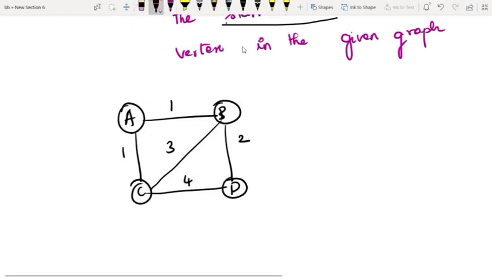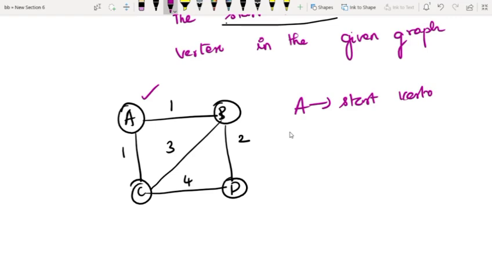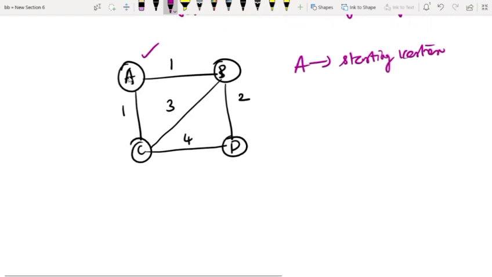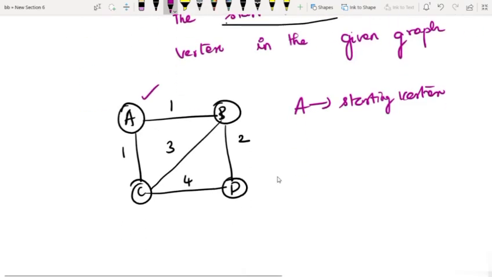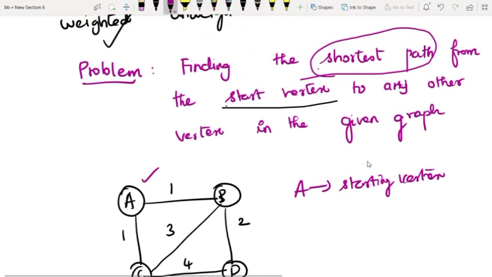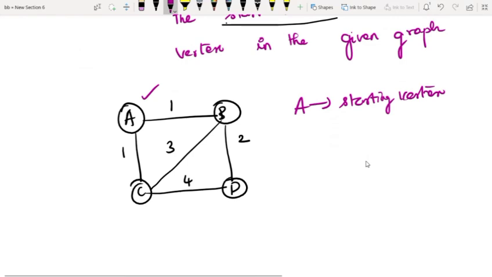All right, now I'll assume A to be my starting vertex. So from A, I have to find the shortest distance to any other vertex, right? From A, I have to find the shortest path to any other vertex in the given graph, right? Okay. So what do you mean by shortest path, by the way? Let me assume that from A to B, I can go this way.